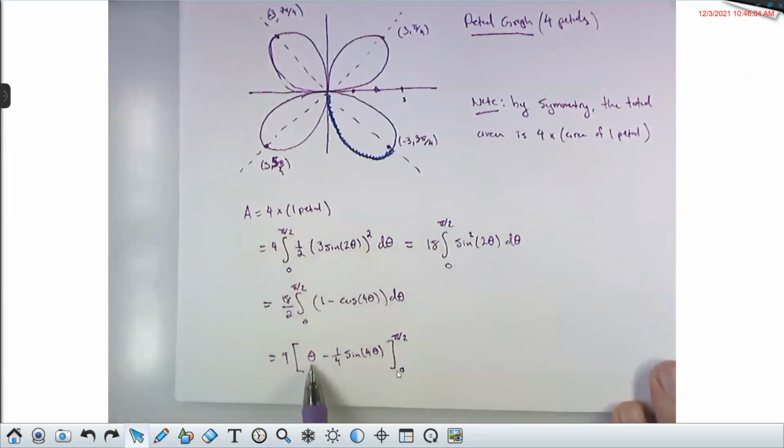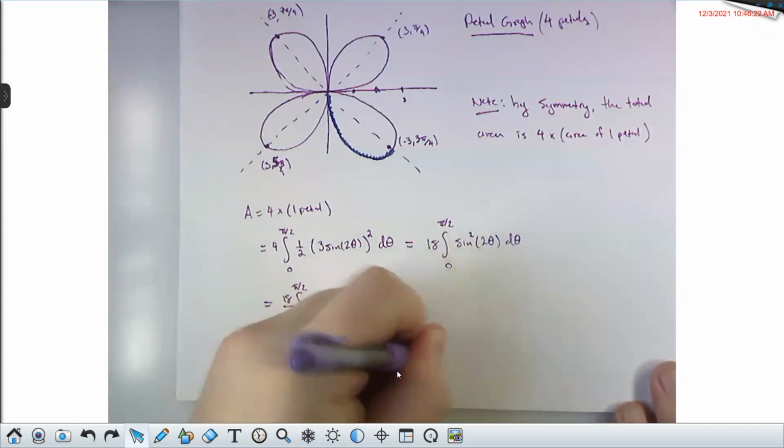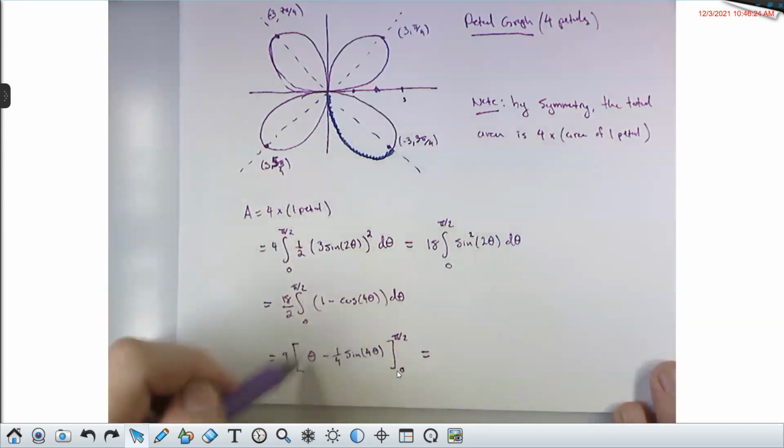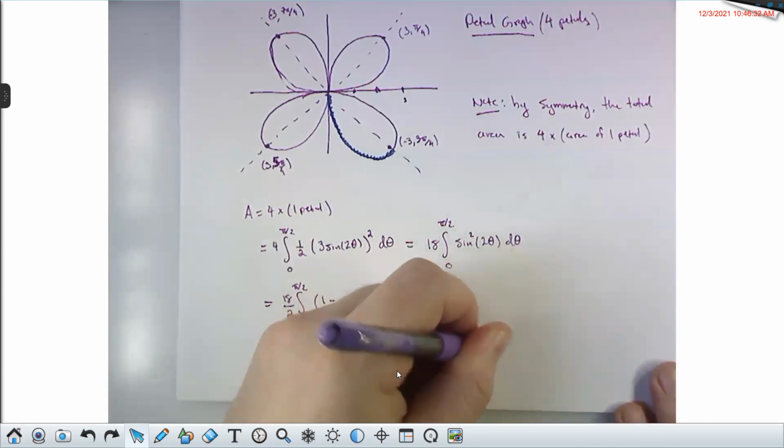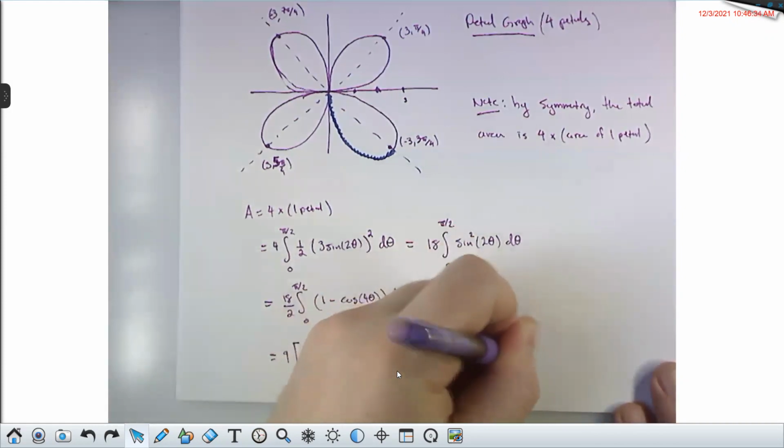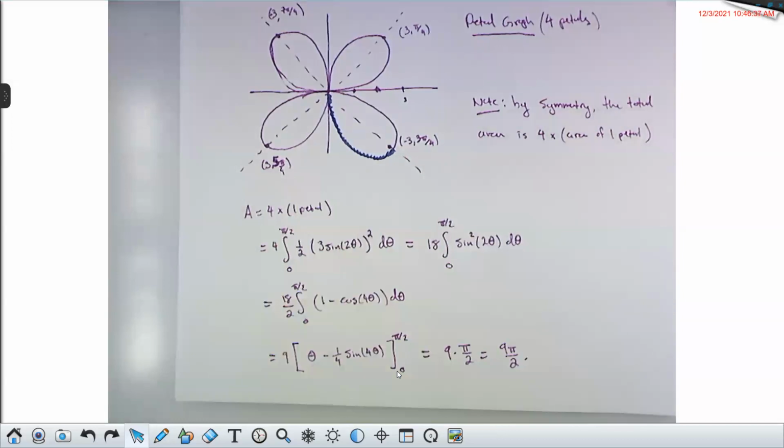When you plug in 0 here, you get 0. When you plug in 0 here, you get 0. So the only contribution comes from the upper bound. When you plug in pi over 2, this will be pi over 2. This will be 1/4 times the sine of 4 times pi over 2 is 2 pi. That's 0 again. So evaluating here, the only contribution is from the theta, and only at the upper bound, you get 9 times pi over 2, or 9 pi over 2. And that's it.